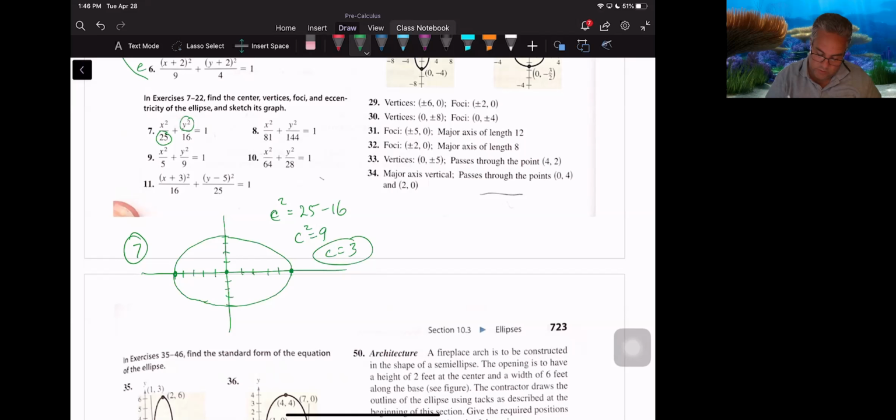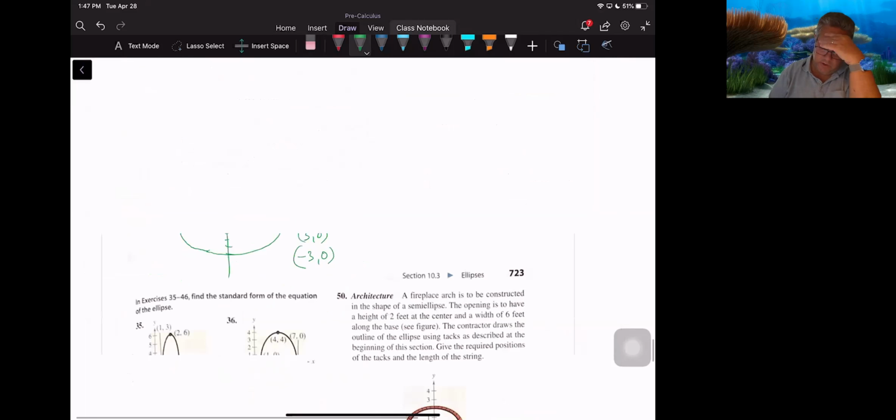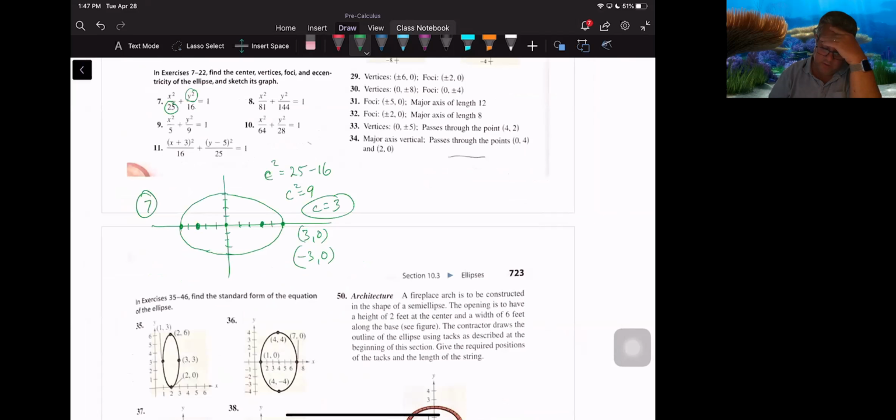So 1, 2, 3. 1, 2, 3. Okay, so there's my foci. All right, so my coordinates of that would be (3, 0) and (-3, 0). All right, so that's how you would find the foci, by using that formula here, and understand that it's moving away, and that the larger number is always your a squared.